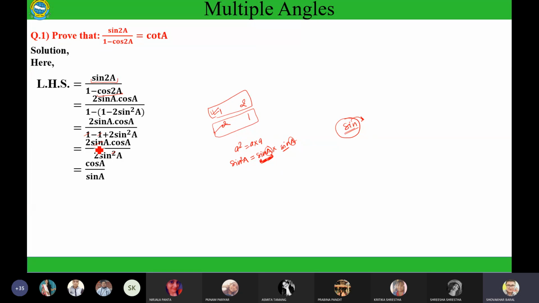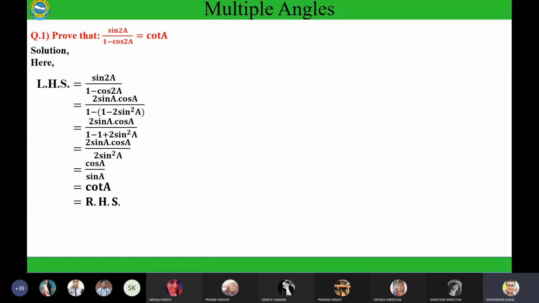So let's focus here. 2 sin a cos a upon 2 sin square a we have got here. So one sin and one sin cancel here. This 2 and 2 will be cancelled. Cos a upon sin a is the remaining term. So cos a upon sin a, this will be cot a. This is very easy. So I'll solve by a different approach also. This is RHS. Therefore LHS is equal to RHS, proved.